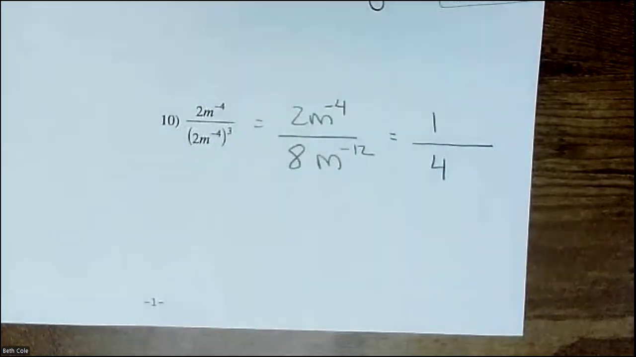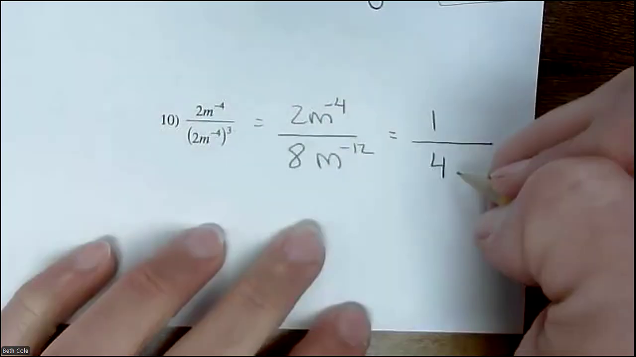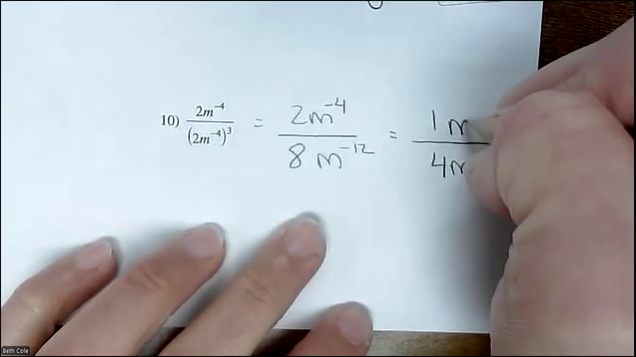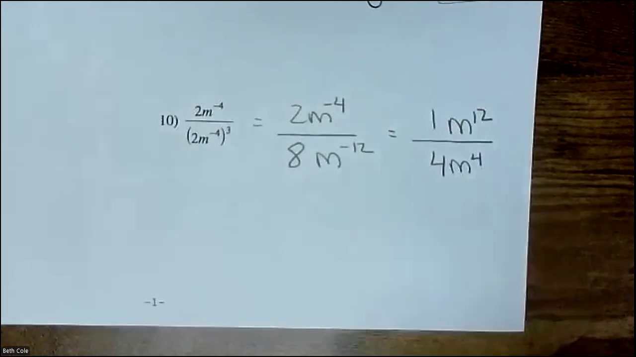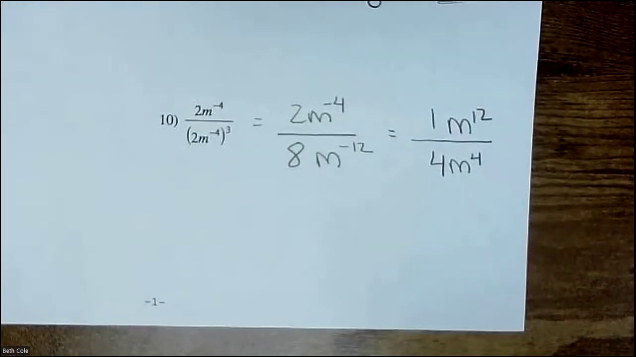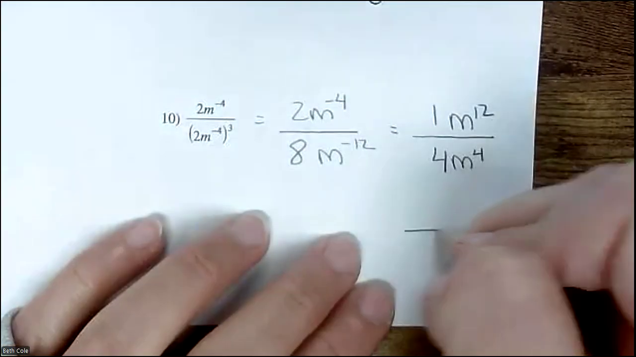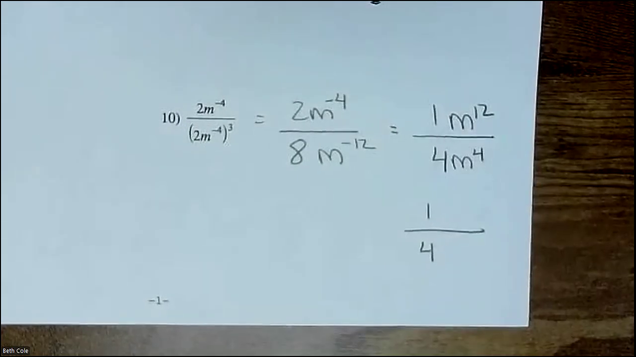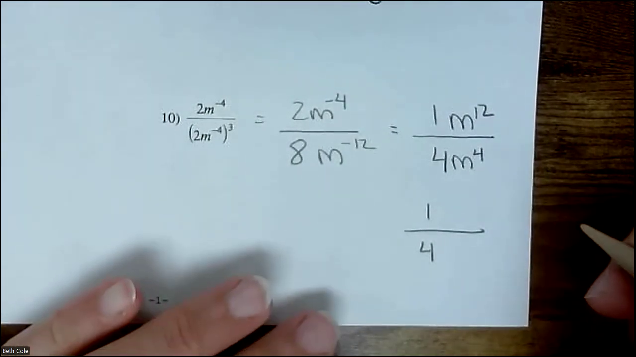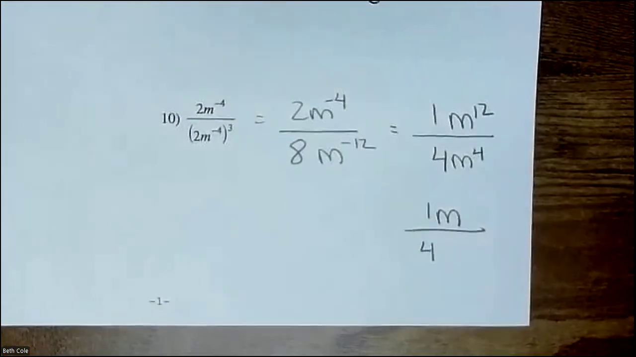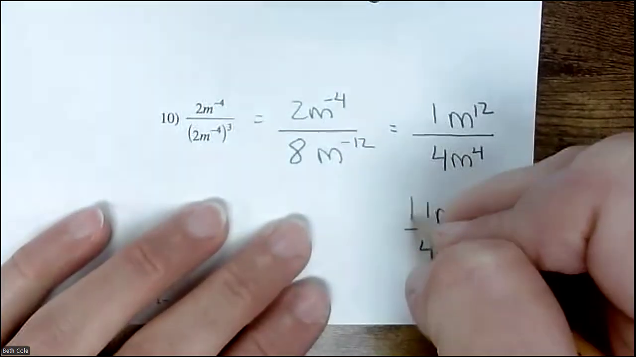Now, do you see how these are both negative? That means they both switch sides. These ones come over here and these ones come over here. So that m to the 4th goes on the bottom, the m to the 12th goes on the top. They both swapped because they're both negative. And then you're going to play your tug of war. So draw your divider, put your 1 and your 4 in there. Which side wins for m? The top. By how much? 8.